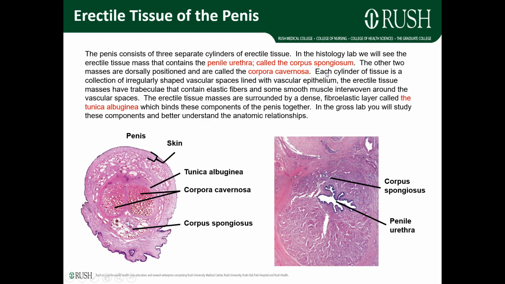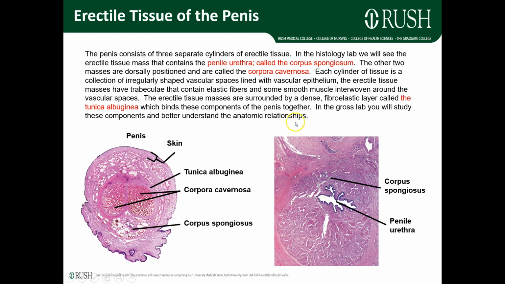So each of these cylinders is a collection of irregularly shaped vascular spaces which are lined with vascular epithelium. The erectile tissue around it has trabeculae that contain elastic fibers and some smooth muscles. And the erectile tissue masses are surrounded by a dense fibroelastic layer known as the tunica albuginea, which is highlighted here in this particular section.